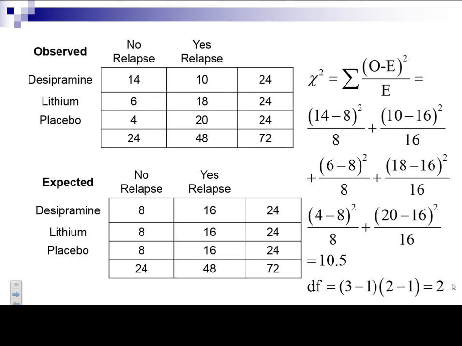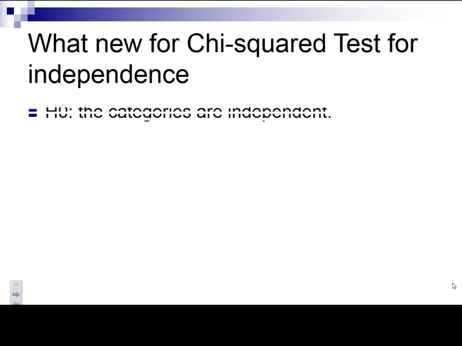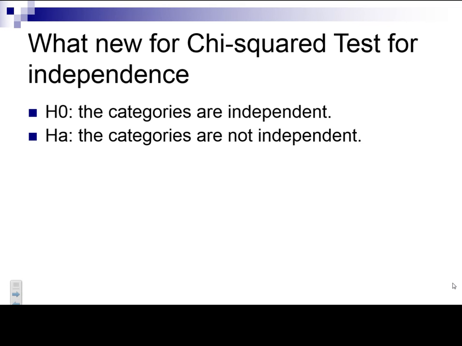So if nothing changes here, has it? Anybody need to write down anything from this slide? All right, cool, because that's just the math. So what's new here? Your H naught would be the categories are independent. Alternative, the categories are not independent.